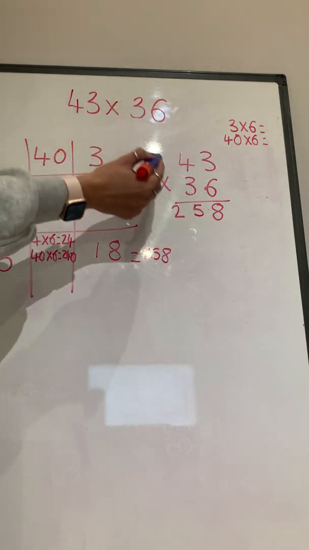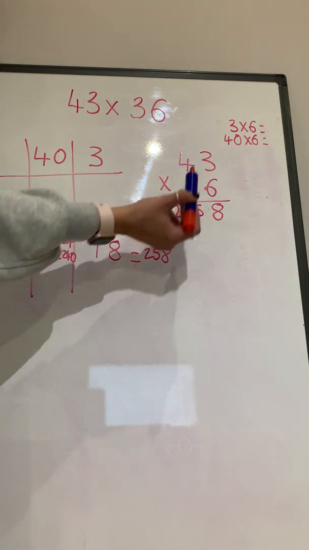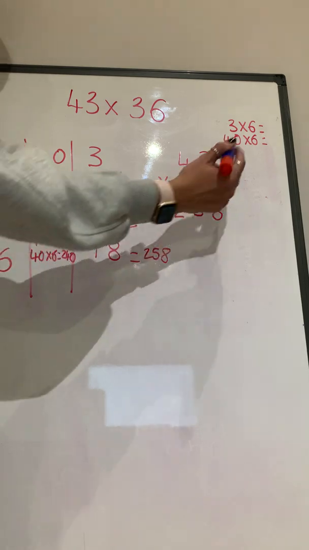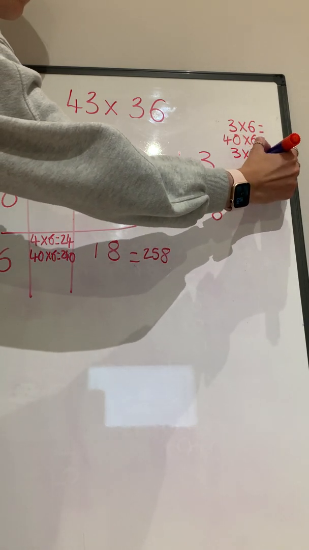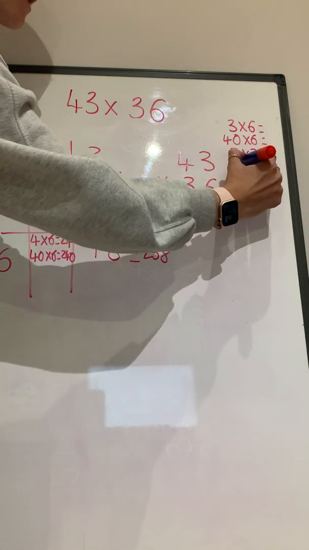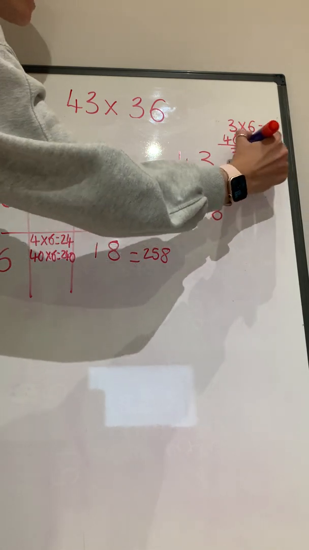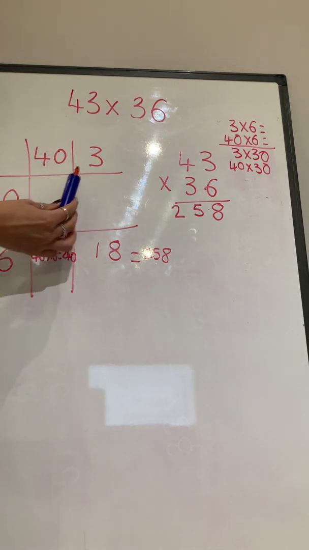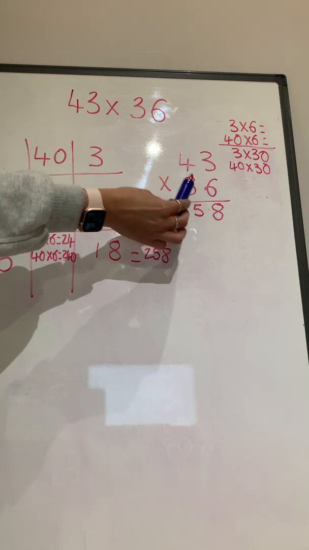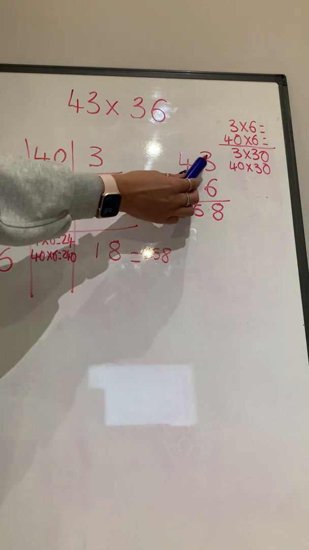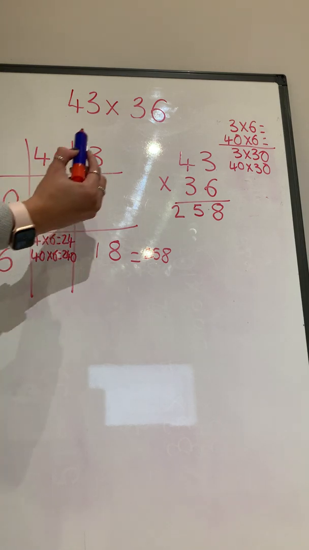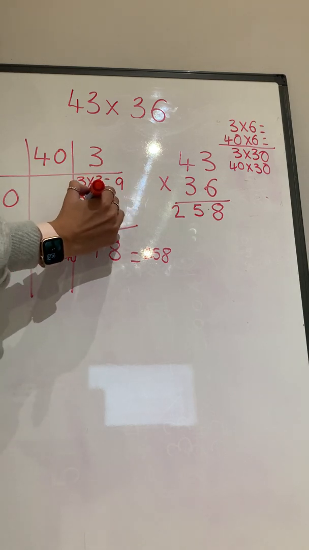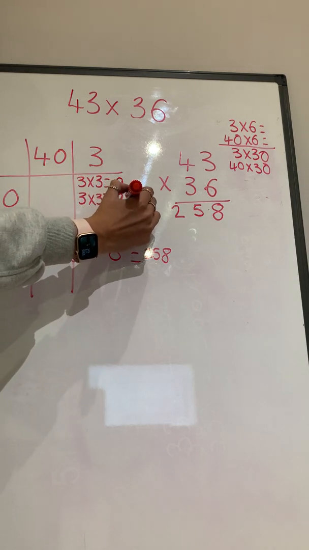Now I'm on to the next part of my equation. So I've done 3 times by 6 and 40 times by 6. I've now got my 3 times by 30 and my 40 times by 30. The last bit of my equation now, which is the last part of my number, my 43. So I'm going to start with my 3 multiplied by 30, which is here because I always start in my ones column. So 3 times by 3 is 9. So 3 times by 30 is 90.